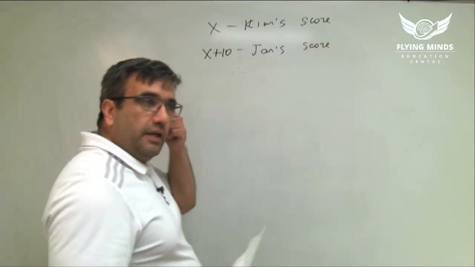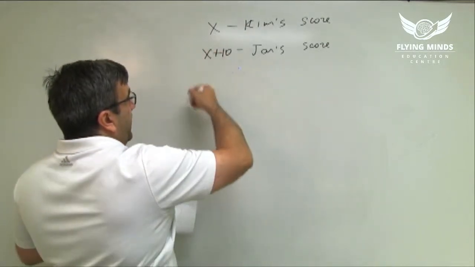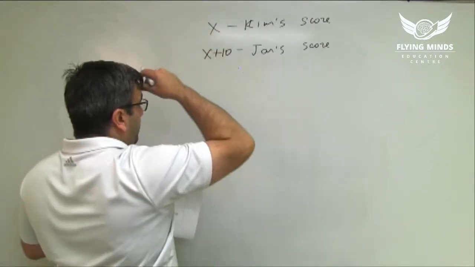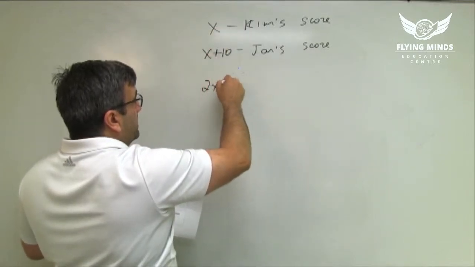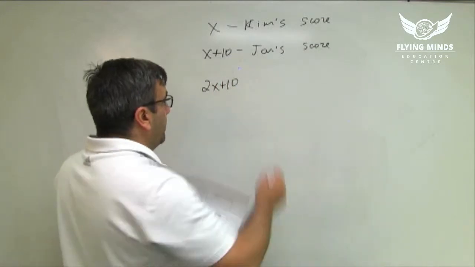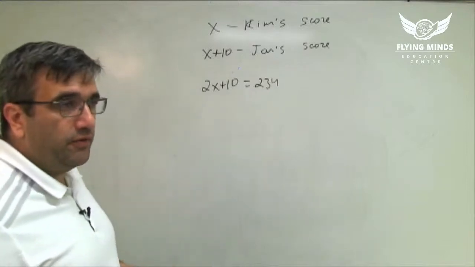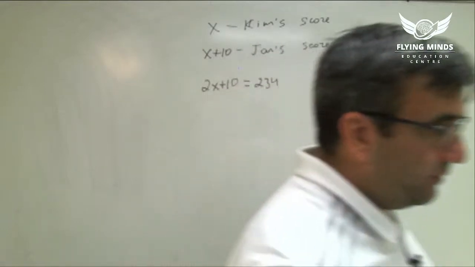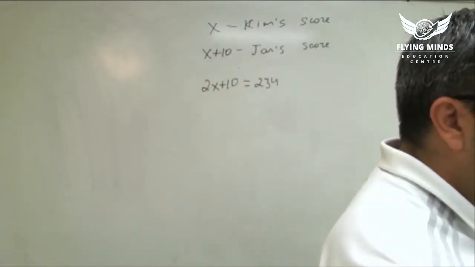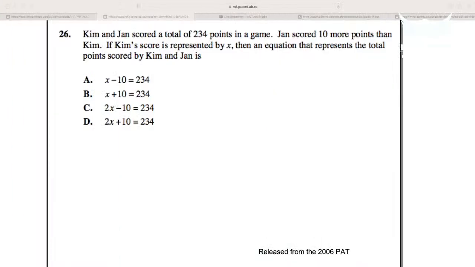Okay. Then for the total number of points, we add the scores of both of them. So it will be 2x plus 10, and the total number of points is 234. So the correct answer will be D. Okay, so let's move to the next question.